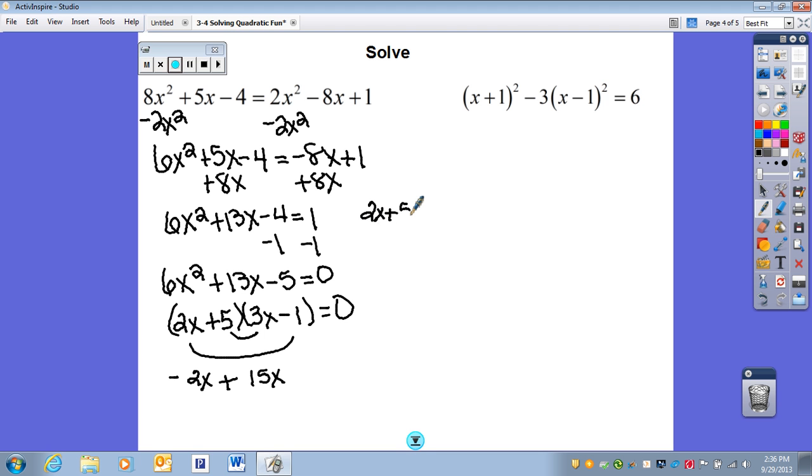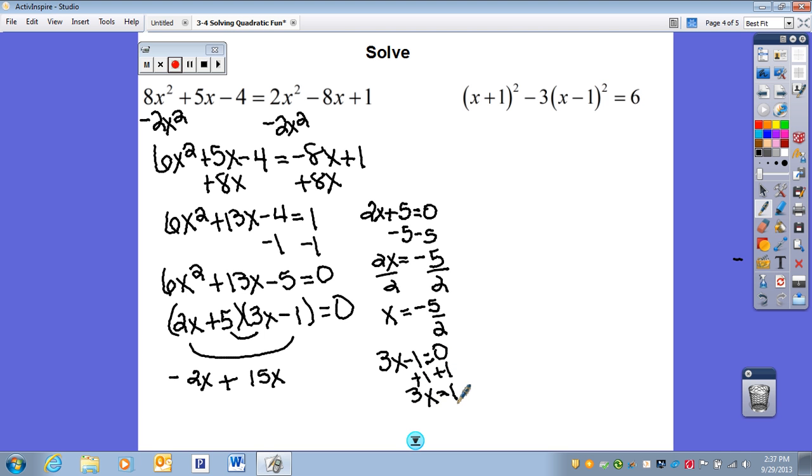So I have 2x plus 5 equal to 0, and I'm going to solve by subtracting 5 and then dividing by 2. So my first solution is going to be -5 over 2. Then I will set the second one equal to 0, 3x minus 1 equal to 0. I'm going to add 1. So I have 3x is equal to 1, and then when I divide by 3, I have x being equal to 1/3, and that would be my other solution.